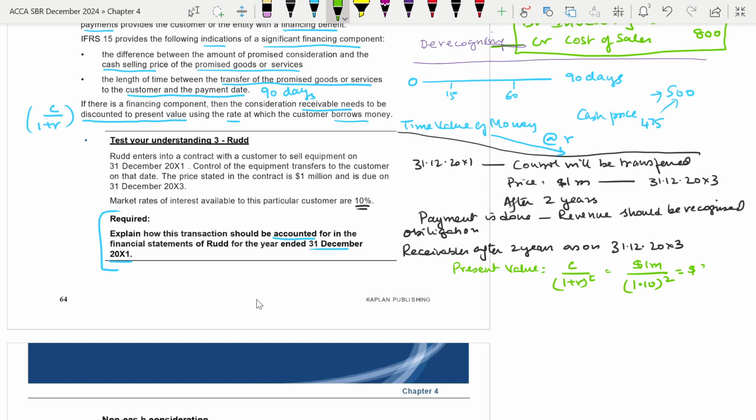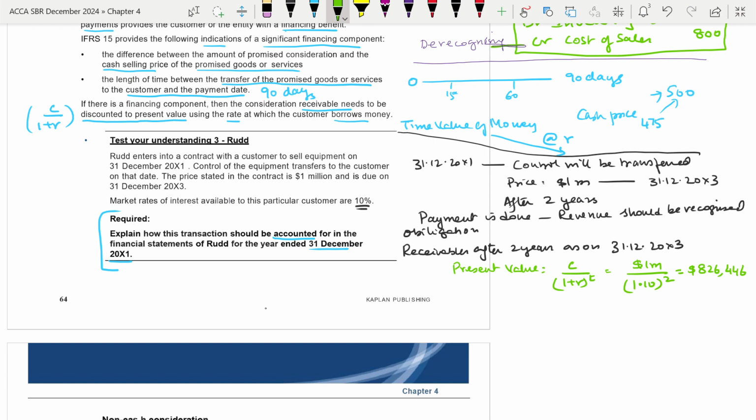Eight hundred twenty-six. And after the comma, what is the value? 1 divided by 1.1. It comes to 826,446. Is it right? 826,446. Are you clear about this?